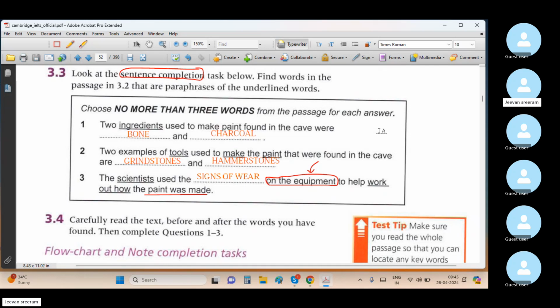Guys, Azim. No, sir, I'm not understanding. I'm trying to understand it. Not understood, sir. Okay. Scientists actually use the signs of wear. You should be able to understand the exact meaning of signs of wear, buddy. So signs of wear means, can you understand Telugu, buddy? Sir, clearly.